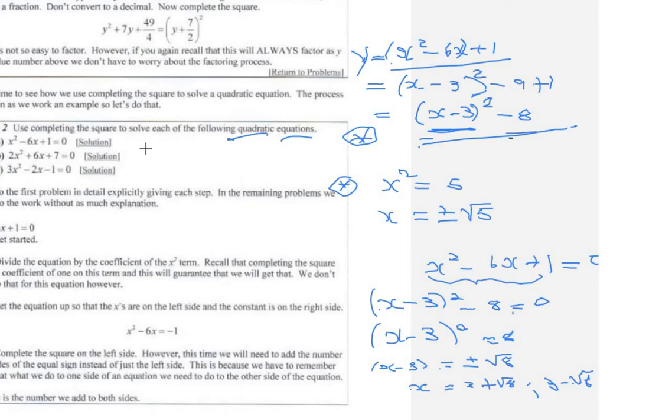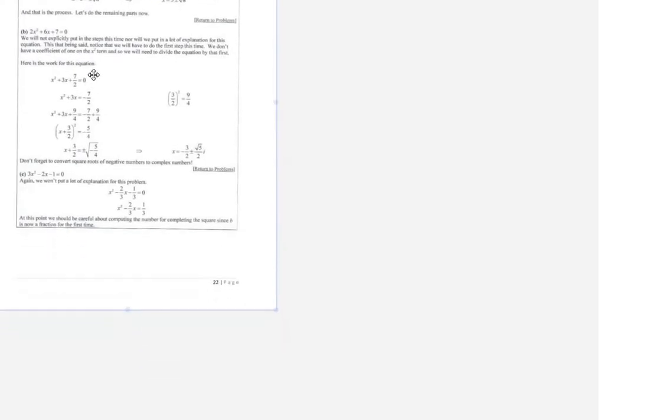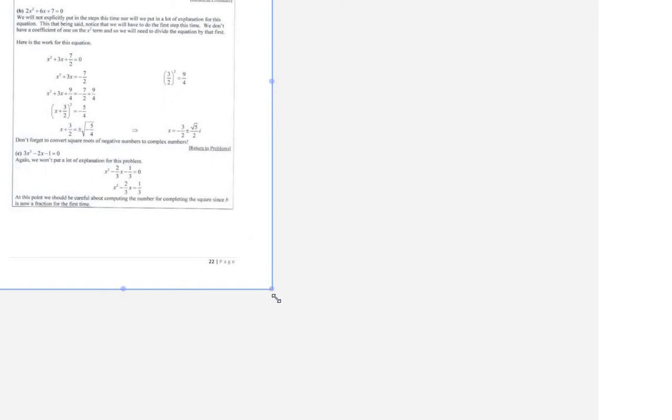And one of the methods, not the only method, but one of the methods, is to do it by completing the square. So let us look now on the next page. Okay, let's just look here at number B. Make it a bit bigger.